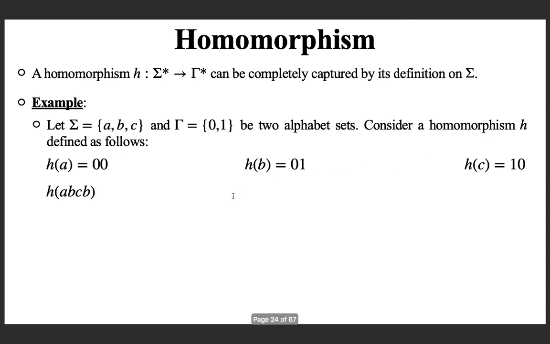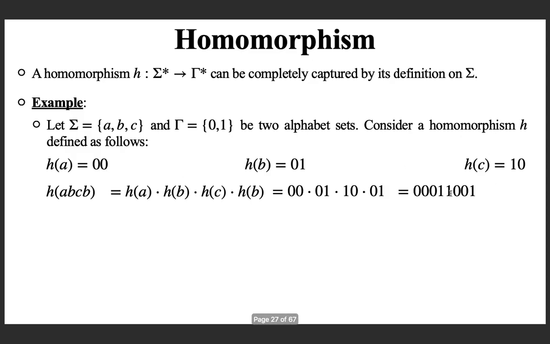Then we can find what is h of ABCB. From the property of homomorphism, it is nothing but the homomorphic image of A concatenated with the homomorphic image of B, concatenated with the homomorphic image of C, concatenated with the homomorphic image of B, and all these are directly given. So if you substitute, you will get the value.